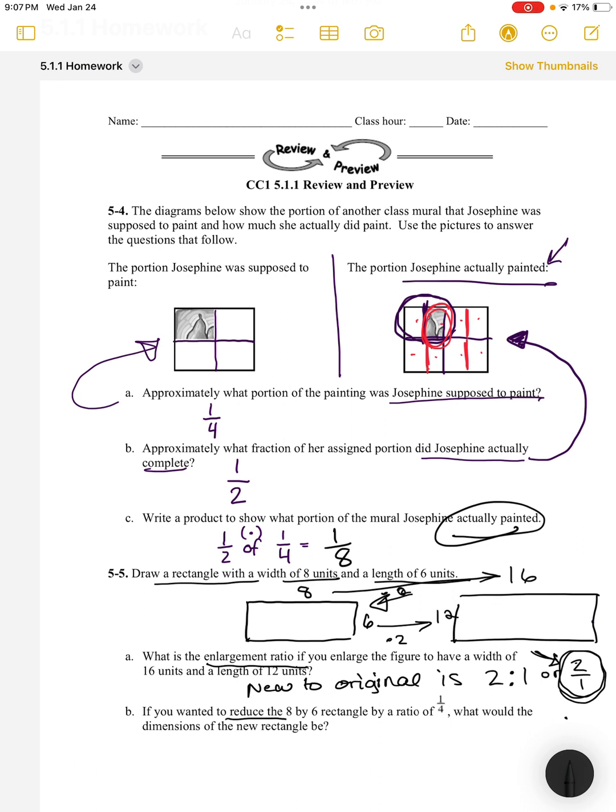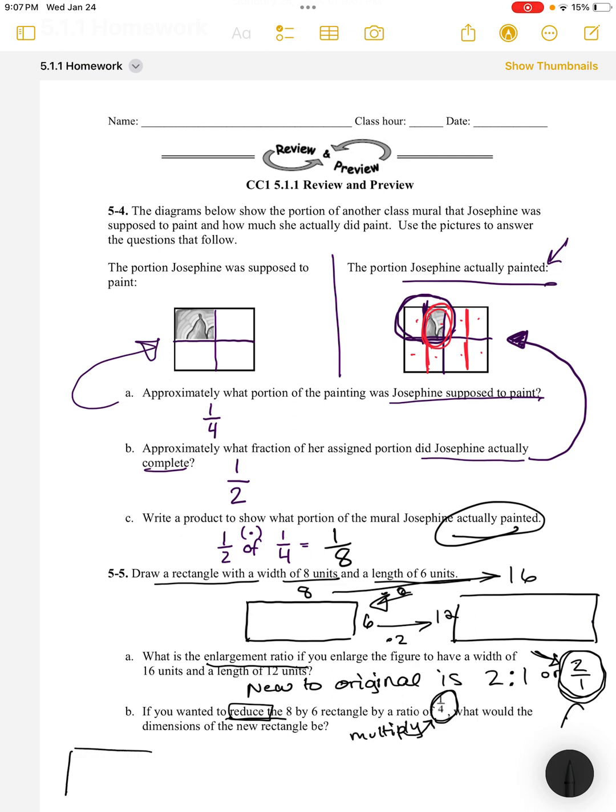Now, if I want to reduce the 8 by 6 rectangle, and it's a ratio of 1/4, in part A I multiplied by 2 to get the enlargement. To get the reduction, I'm going to multiply by 1/4. Now, we might know how to do this already. Multiplying by 1/4 is the same thing as dividing by 4. So my original is 1 to 4. It's going to get smaller. We know it's a reduction.